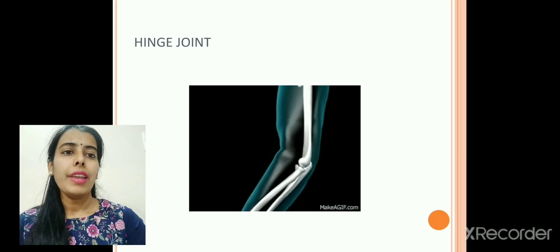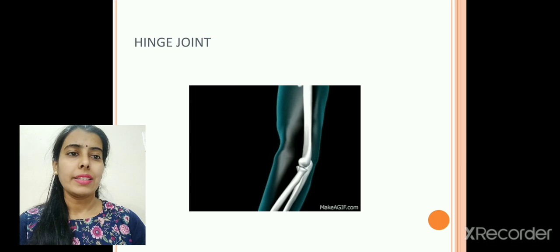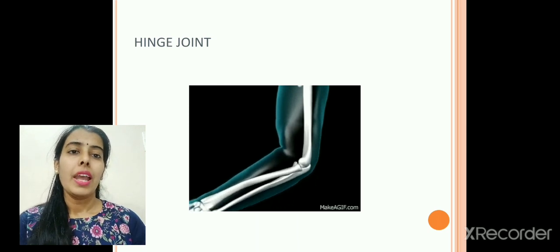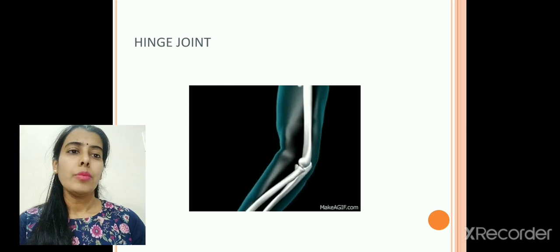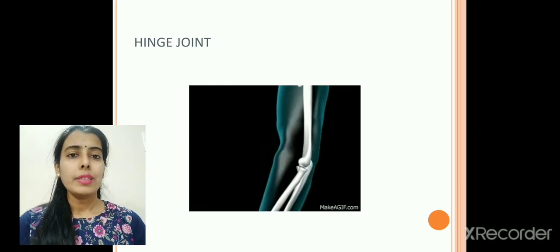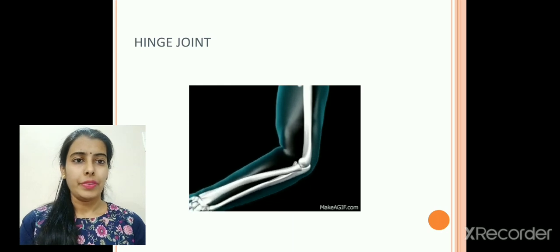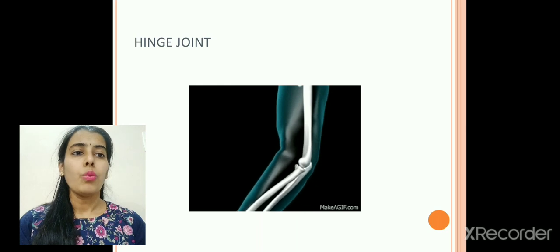Here we have the hinge joint. The hinge joint is present at the elbow region or at the knee. In this, the bone is able to move in one plane. The joint is a place where two bones are connected. So as you can see here, the bone is able to move in one plane only.